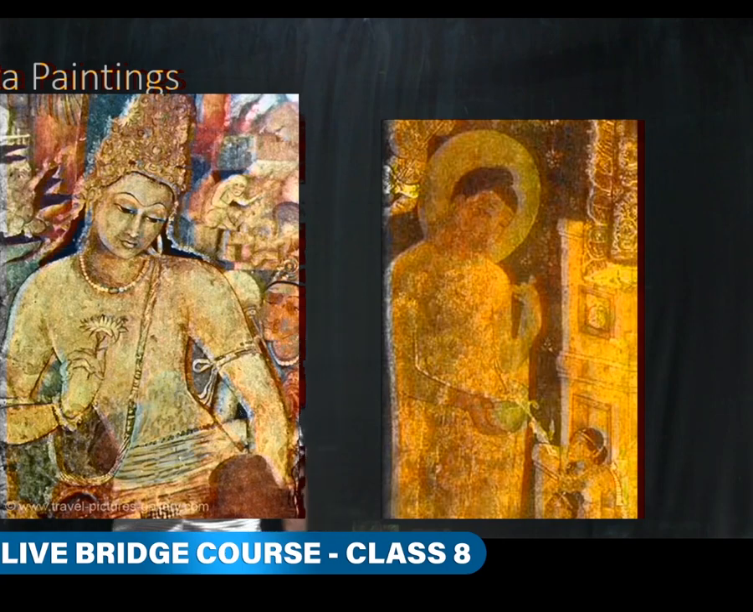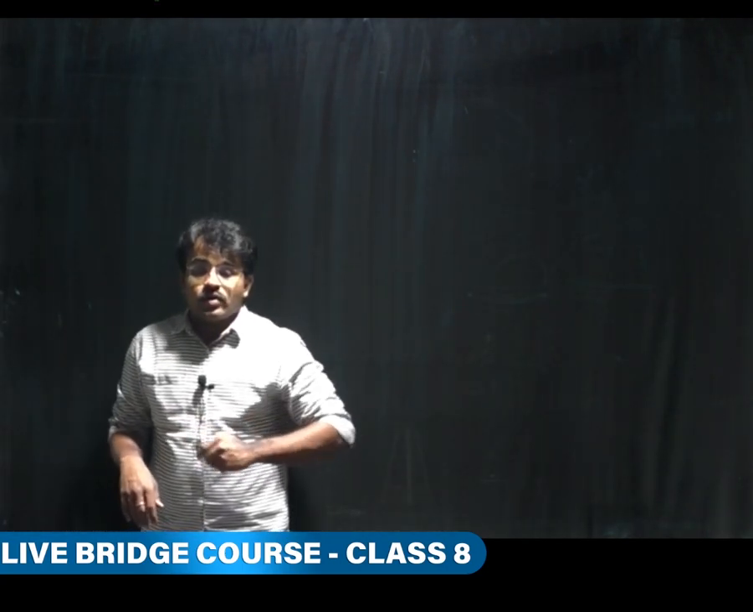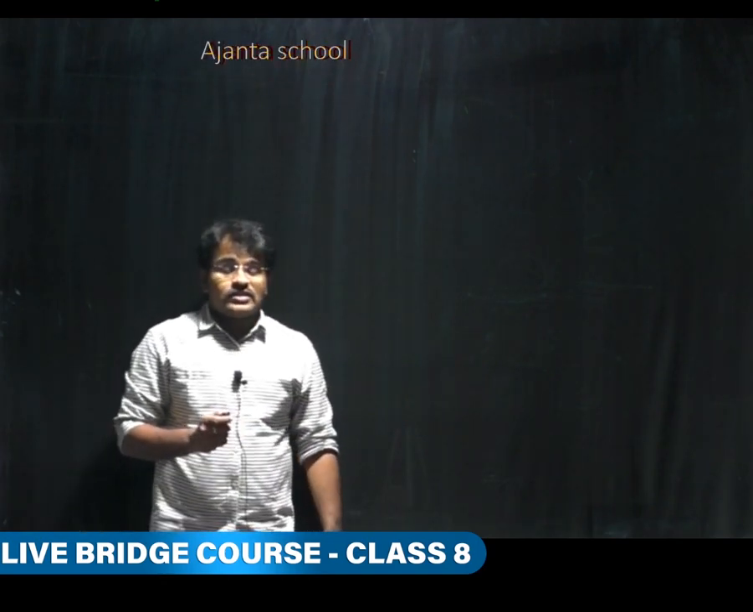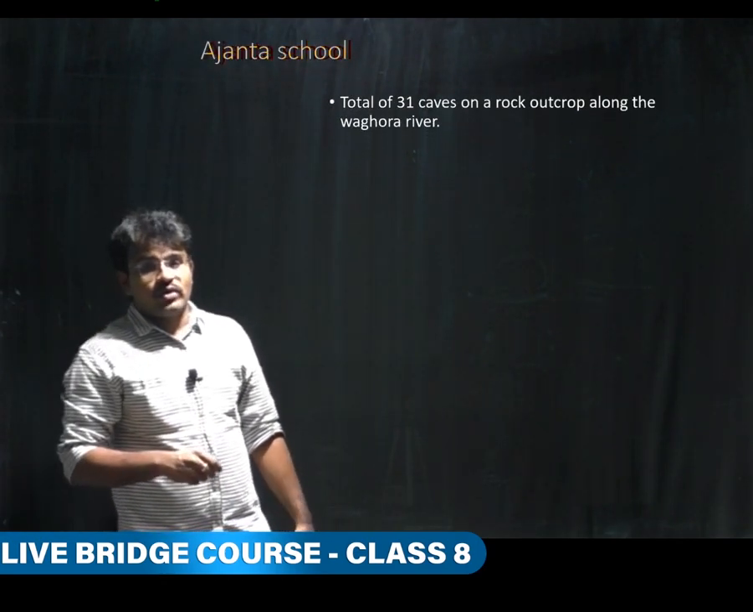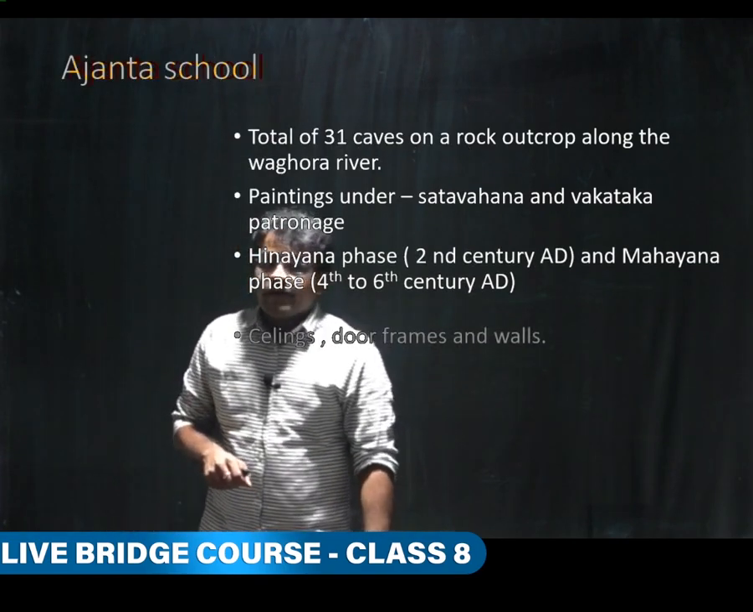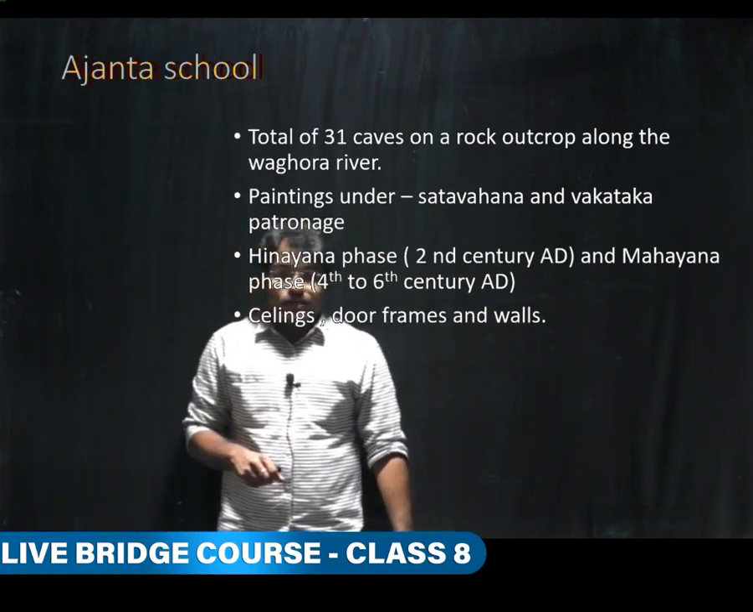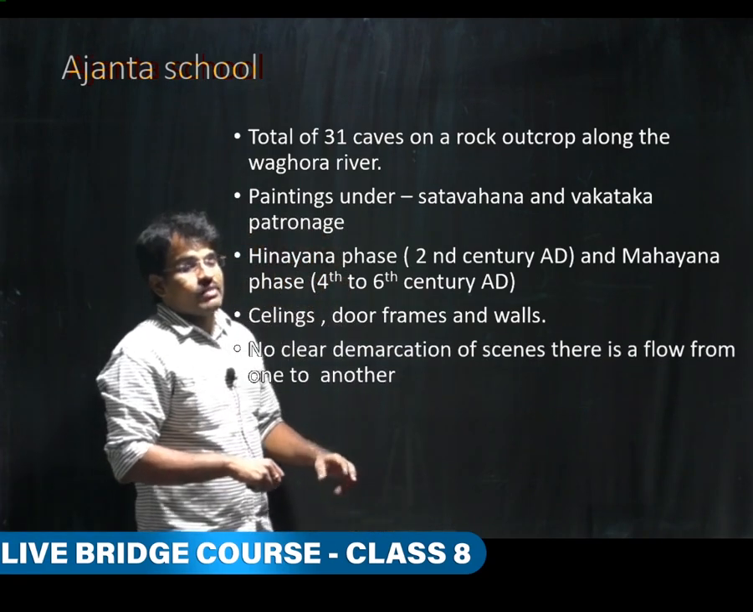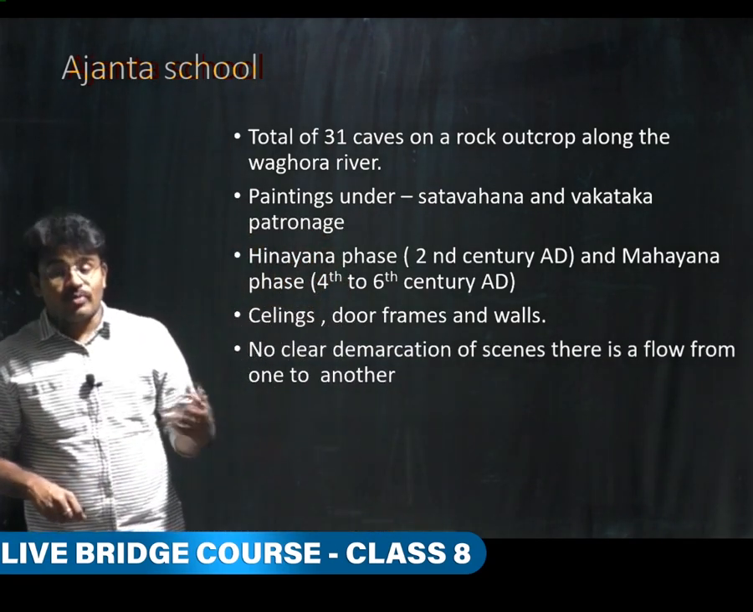Okay, so this is the Ajanta painting tradition. Now the next slide. If we have a look at the Ajanta school of painting, I just talked about how they are three-dimensional. There are a total of 31 caves on the banks of Vagora river. Paintings under Shatavana and Vakataka patronage. There was representation of Hinayana and Mahayana Buddhism. What these forms of Buddhism are, I will talk about later.